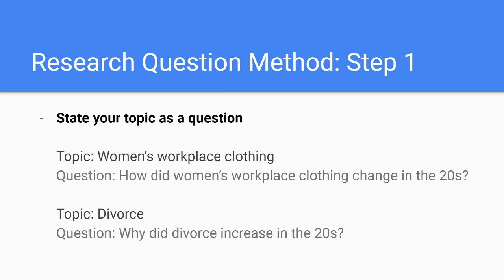increase in the 20s? And you'll notice that these are fairly open-ended questions. You know, they're asking how, they're asking why. So when you come up with a good research question, you usually want it to be a question that has a variety of answers, something that you could look at from different perspectives.